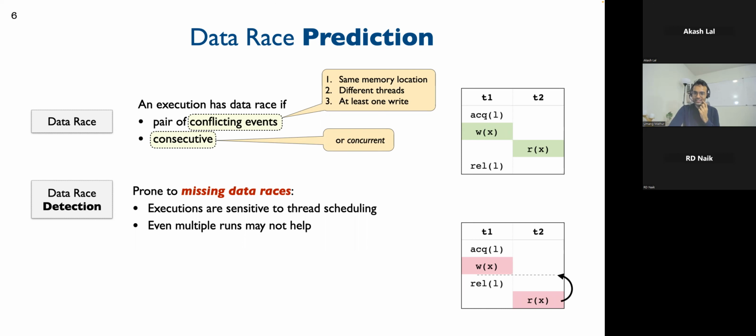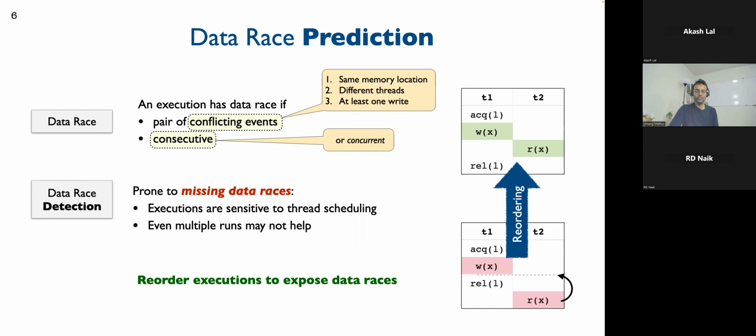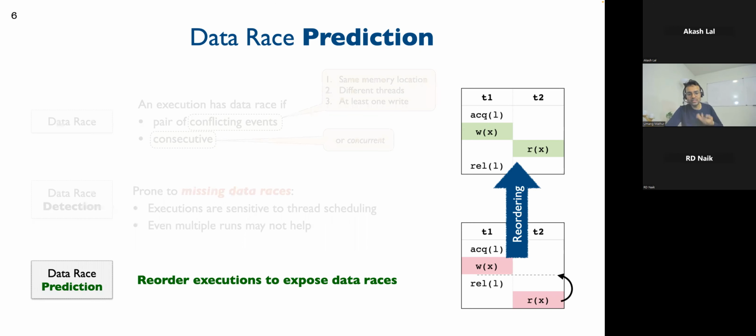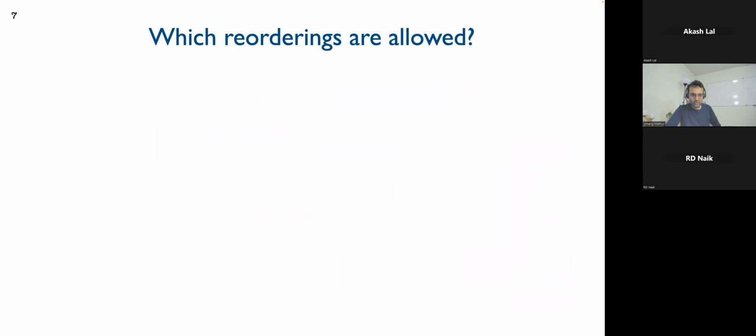Okay, I think I should move on. So as I said, I want to do better than the naive algorithm of detecting these consecutive pairs of events. And the basic idea that I want to adhere to is this idea of reordering. That's what I call prediction. But before we delve deeper into what prediction is, let's ask an even more basic question: what are the kinds of reorderings that make sense? Let's look at some examples here. That'll also answer one of the questions that was asked just a minute ago.